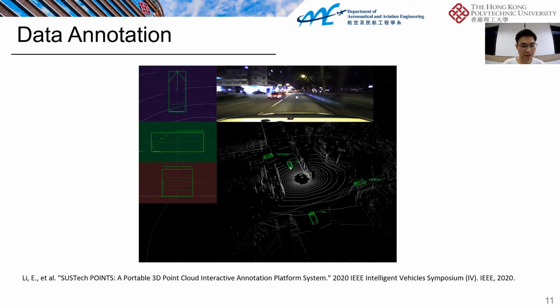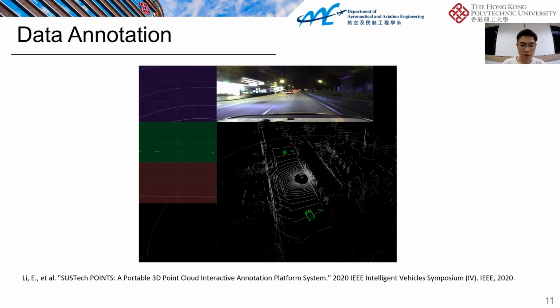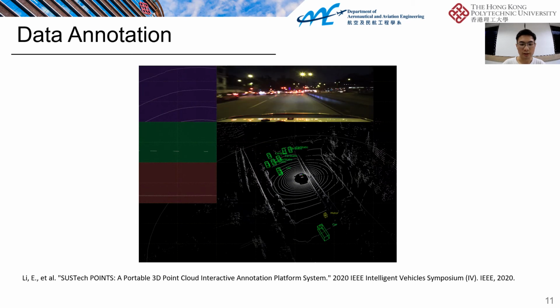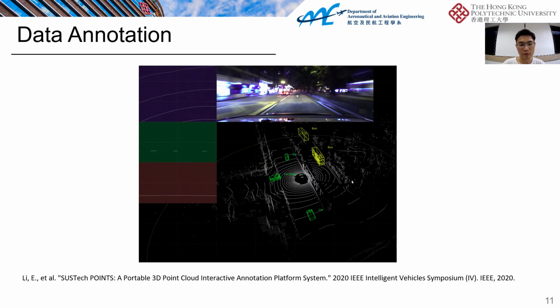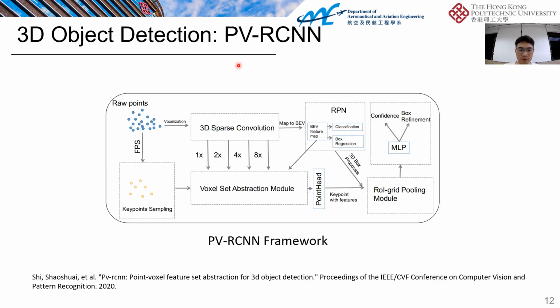The first part of this task is data annotation. We used an open source data annotation tool named SUSTech Points to annotate our data, and we annotated part of our data for the training of the model. The framework we're using for 3D object detection is called PV-RCNN.